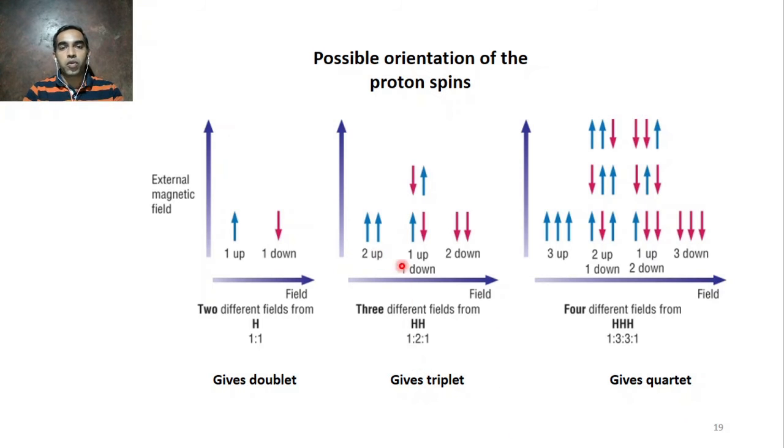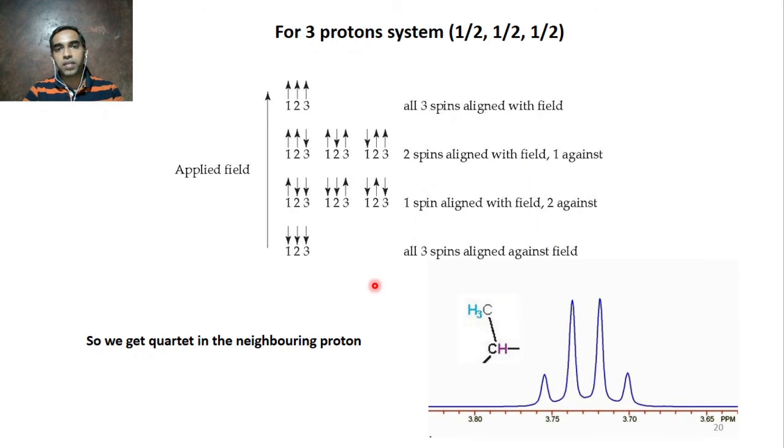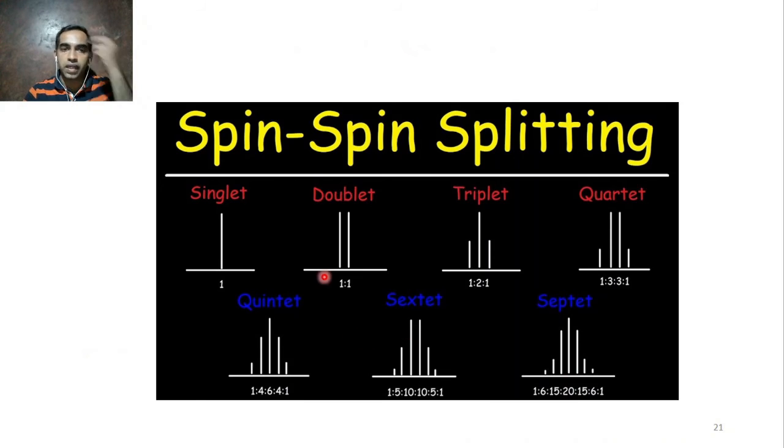If there are two protons, it will split the neighbor into three. There is something called n+1 rule. So this is how the quartet looks for a 3 proton system. It will split the neighbor into 4. If it is 4, then it is quartet. If it is split into 2, then it is doublet. If it has split into 3, then it is triplet. If there is no splitting, then it is singlet. So spin splitting: singlet, doublet, triplet, quartet, quintet, sextet, heptet, based on the number of peaks.